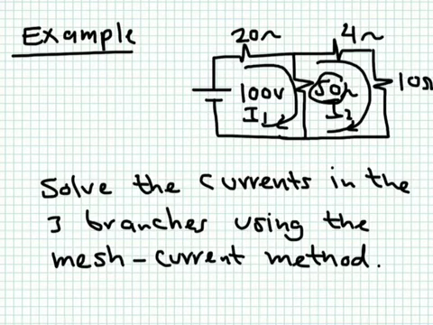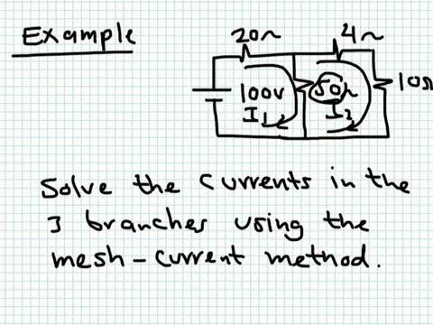This structure is very similar to the one we solved earlier. We have two loops, a first loop and then a second loop. This one is 100 volts, this is 20 ohm, this is 4 ohm, this is 10 ohm, this is 5 ohm here. We assume that there is a current I1 flowing in the first loop, and a current I2 flowing in the second loop. And of course the current going through the 5 ohm resistor is equal to I1 minus I2. I1 is flowing from top to bottom, I2 is flowing from the bottom node to the top node.